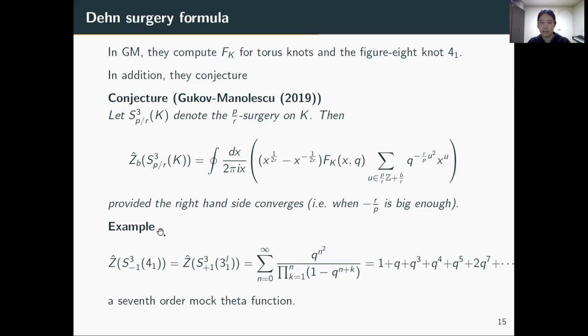They actually give quite a remarkable example, which is the -1 surgery on the figure 8 knot. Topologically, it is the same three-manifold as +1 surgery on the left-handed trefoil. So from these two different surgery descriptions, we can compute Z hat, and you see that they coincide as expected, which is given over here.